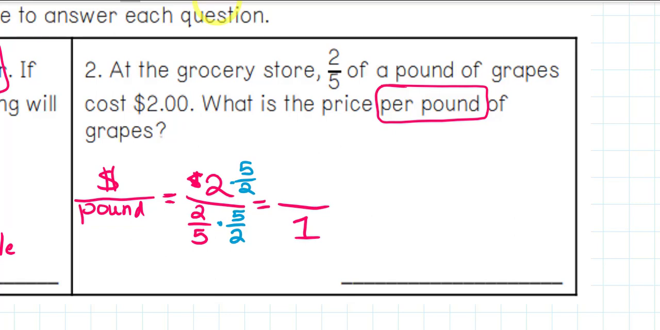And when I multiply the reciprocal, I will be able to cancel out these 2's. And so that leaves me with 5/1 or 5. And I end with words. This is $5 per pound. Okay. So my answer here would be that the price of grapes is $5 per pound of grapes.